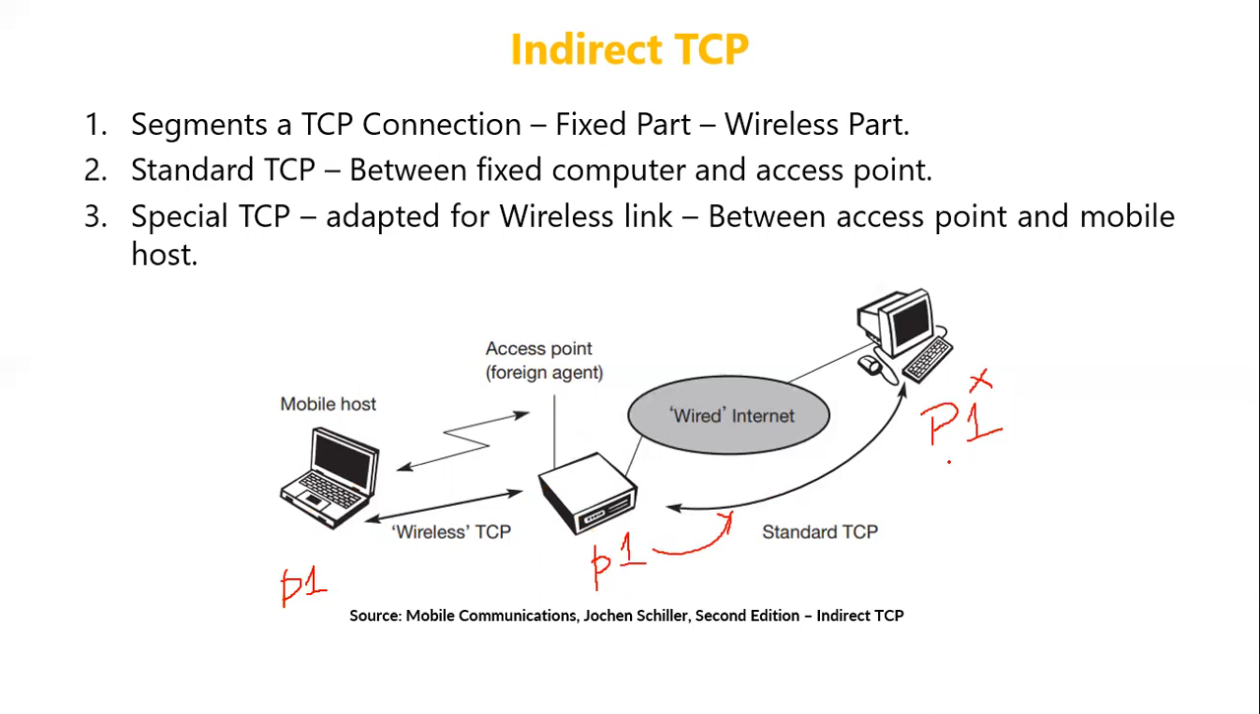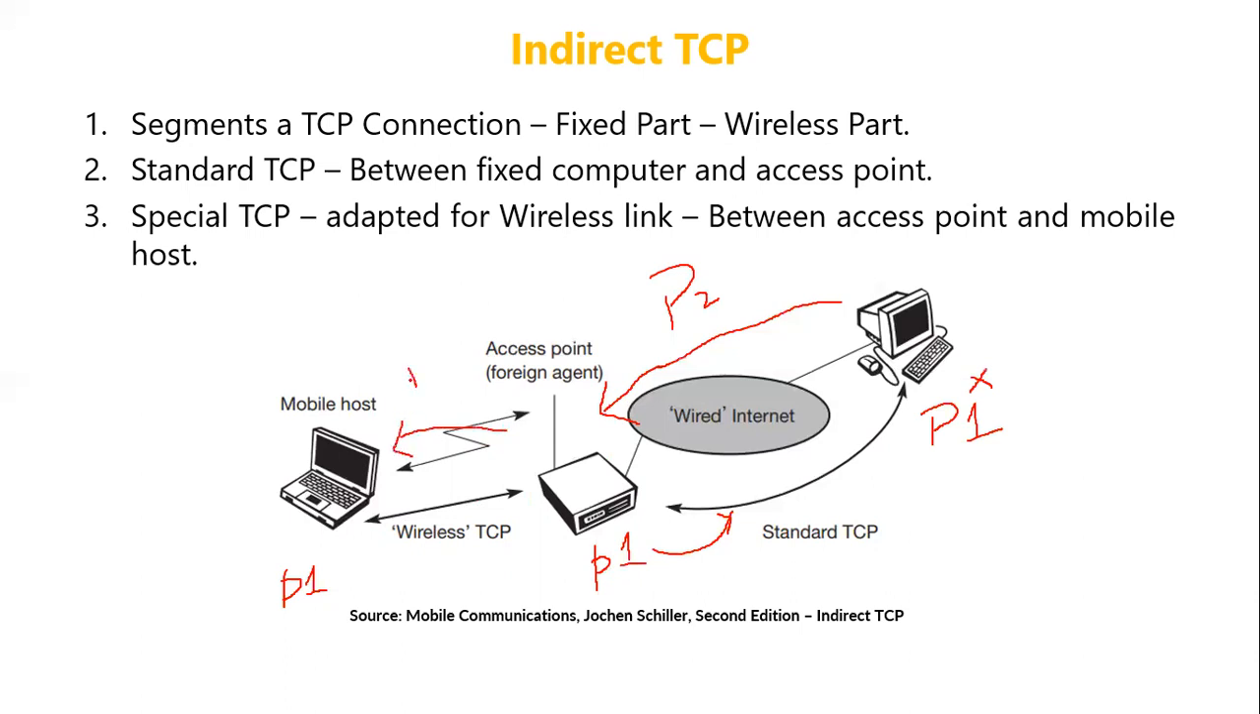The mobile host does not know anything about the loss of this packet. Similarly, if any packet is missed in the wireless link, say for example, the correspondent node is sending a packet P2 to this access point, and the access point has received this packet successfully, and then it is sending the same packet P2 to the mobile host.